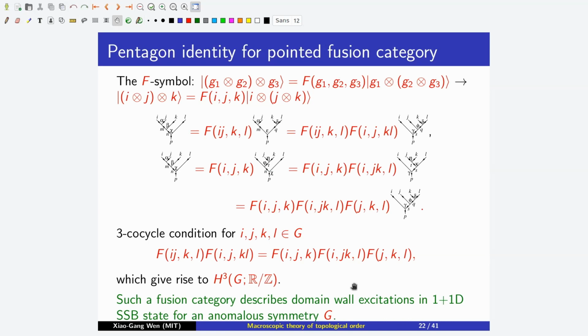Then this gives you a more general point of view of symmetry. And actually that is maybe the main point I try to make in this lecture series.